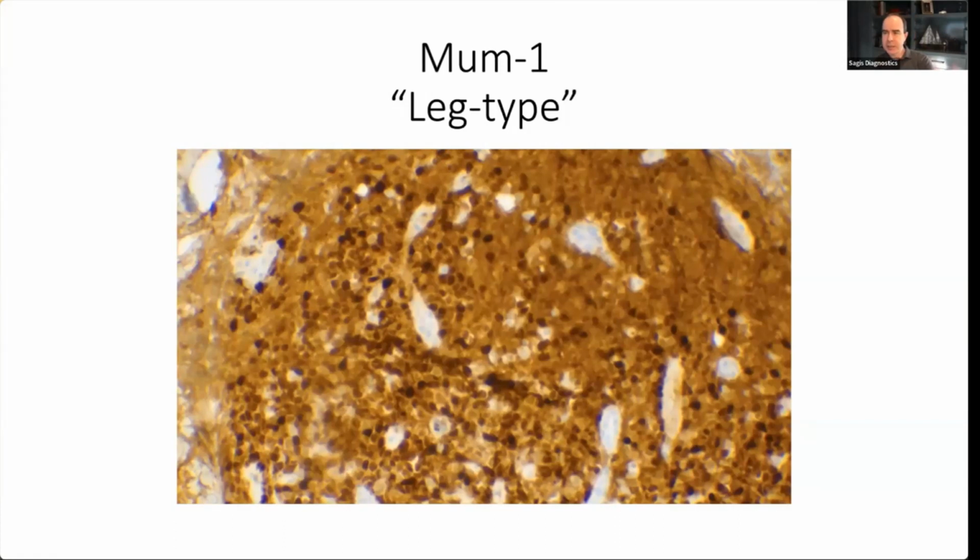Doesn't tell us it's a B cell. In fact, some T cells can be MUM1 positive, but it does tell us that if it is a B cell lymphoma, this has a poor prognosis. So not only do we use immunostains for diagnosis, we can use them for prognosis.